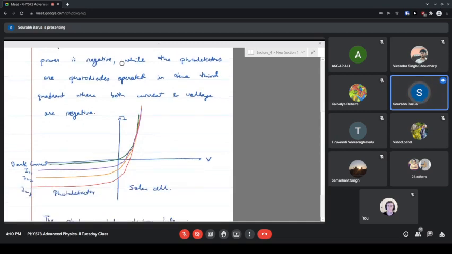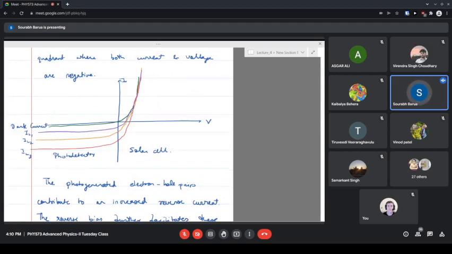So this is what I illustrated again. You can see that there are four quadrants of the I and V, and in the third quadrant, where both current as well as voltage are negative, there you get photodetectors, and if you use it in the fourth quadrant, you get solar cells.